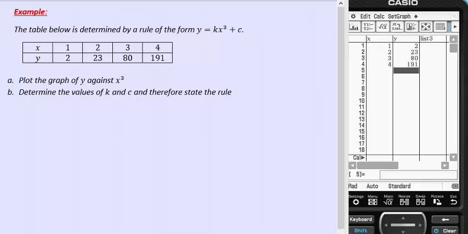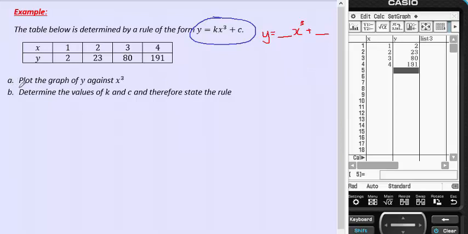I have a question here which is asking me to determine a rule. And we know the rule is in this form, y equals kx cubed plus c. What that means is that my answer is going to look like y equals something x cubed plus something else. And I need to work out what these blanks are.